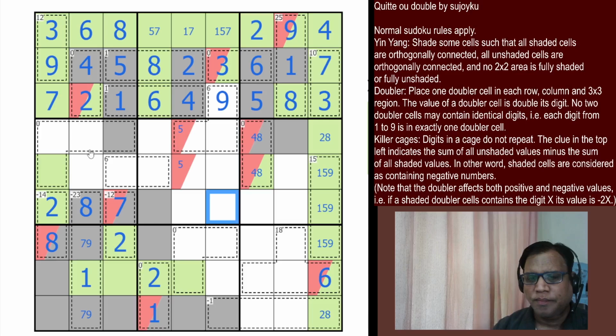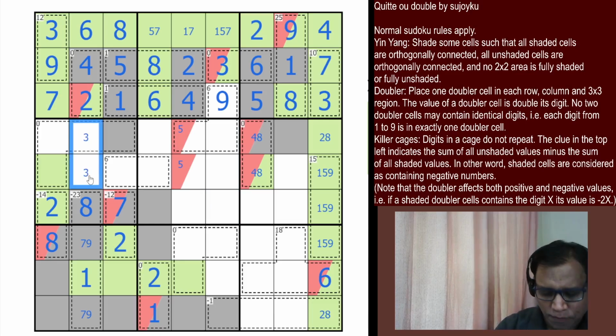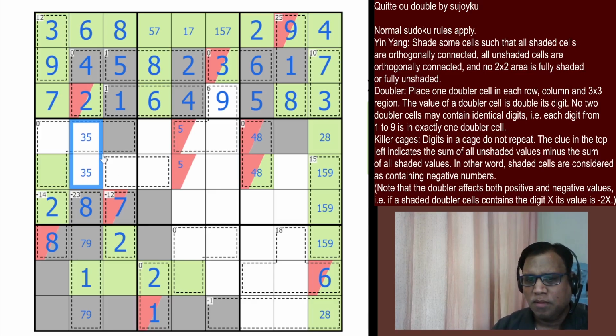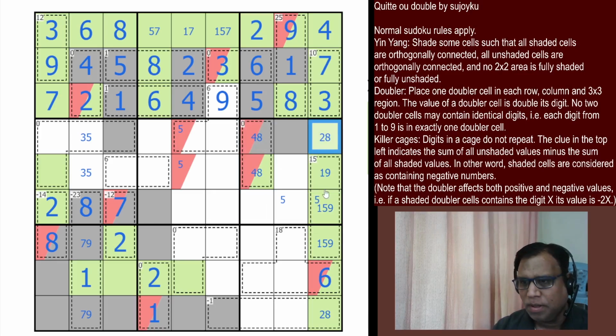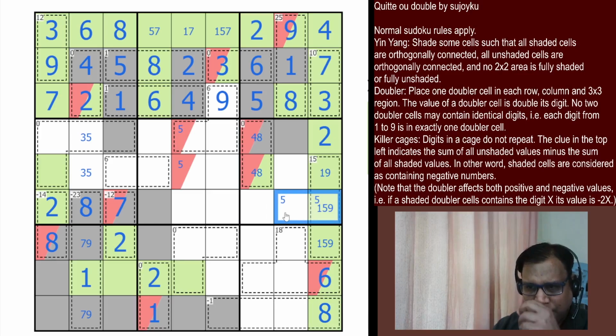Maybe this one. 1, 2, 3, 3, 5, right? These two are right. So we got some x wing of 5, right? So that means 5 is one of these, right? And that cannot be 5. 5 is one of this, okay. Oh, 4, 8 is here, so that cannot be 8. That's 2. That's 8. 5 is one of this.